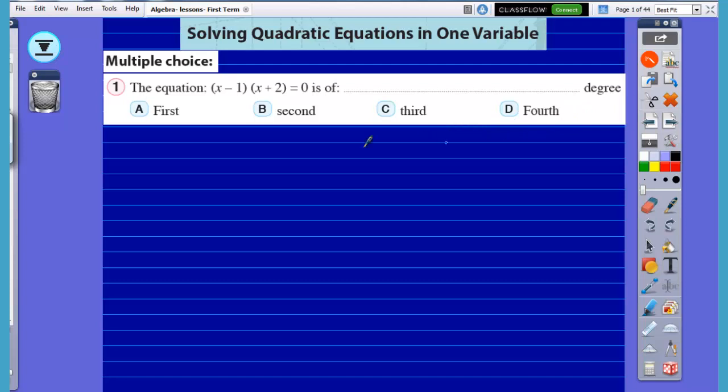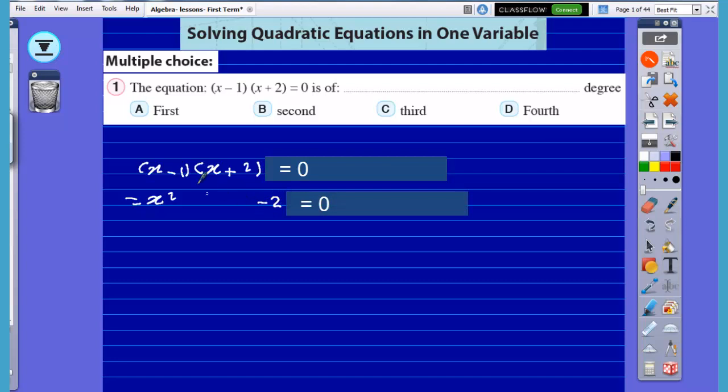or fourth degree. It's clear that the equation is of second degree, because the higher power will be 2, and we can solve it and prove it by multiplying x minus 1 by x plus 2. So we have (x minus 1) multiply (x plus 2) equals x multiply x equals x square, and the negative 1 multiply 2 will be negative 2.